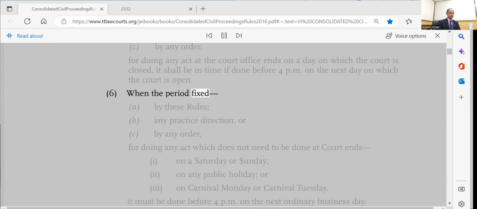6. When the period fixed, (a) by these rules, (b) any practice direction, or (c) by any order, for doing any act which does not need to be done at court ends, (1) on a Saturday or Sunday, (2) on any public holiday, or (3) on Carnival Monday or Carnival Tuesday, it must be done before 4 p.m. on the next ordinary business day.